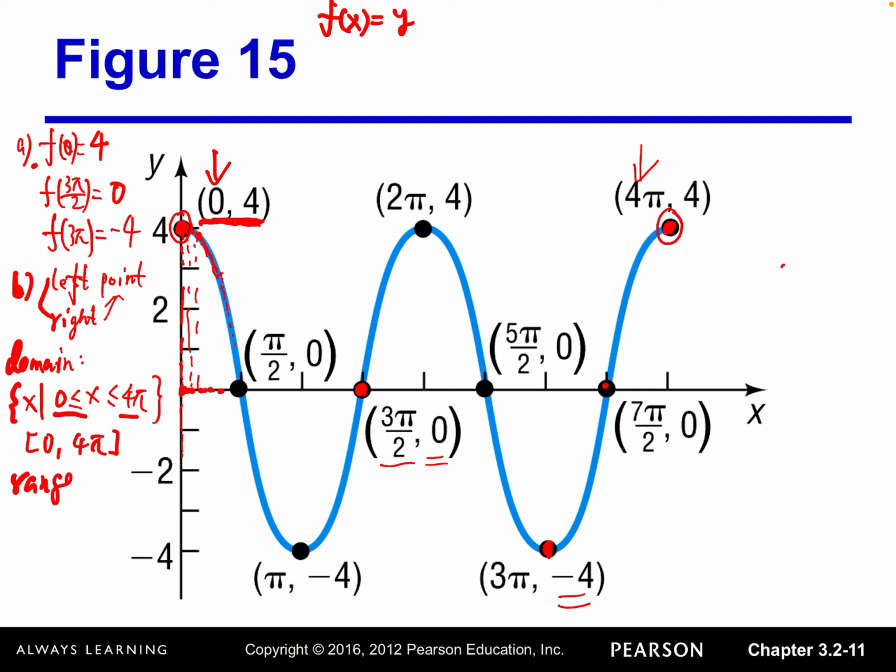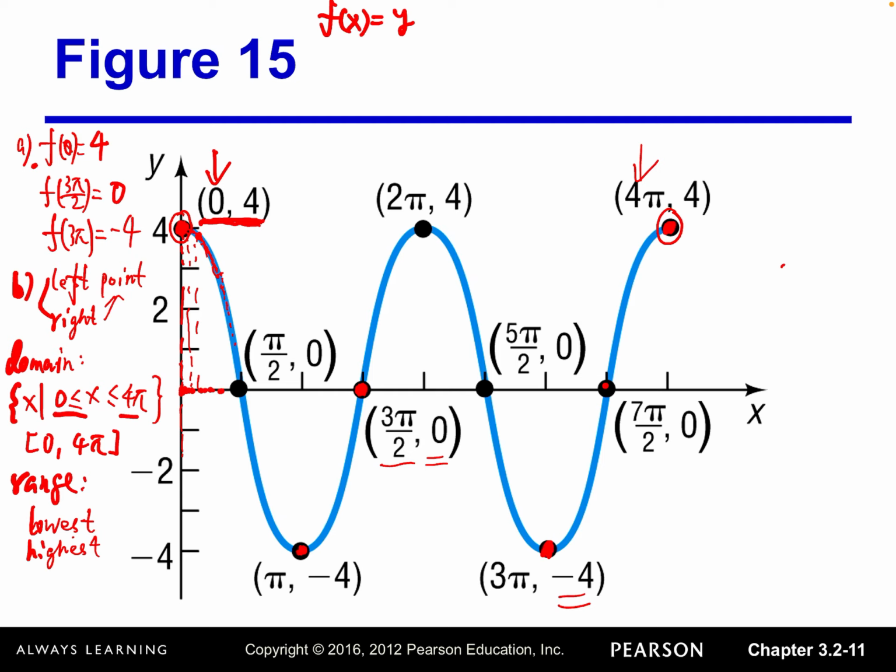Now find the range. Range is all about y's, remember? All the values of y. This time we're looking for the lowest point on the graph and the highest point on the graph, because that's the vertical direction this time, right? Domain is the horizontal direction on the graph, and for the range we're looking at the vertical direction, because it's about y. So which point is the lowest point on the graph?